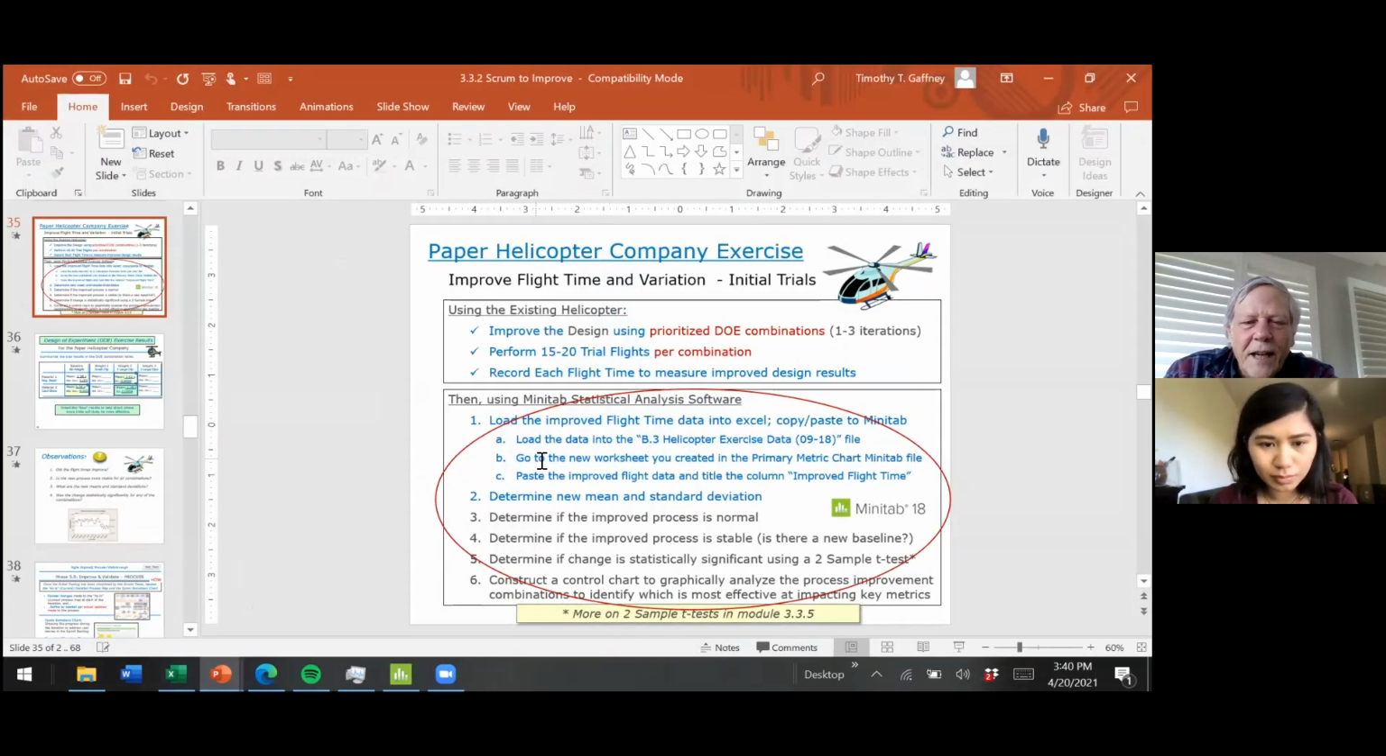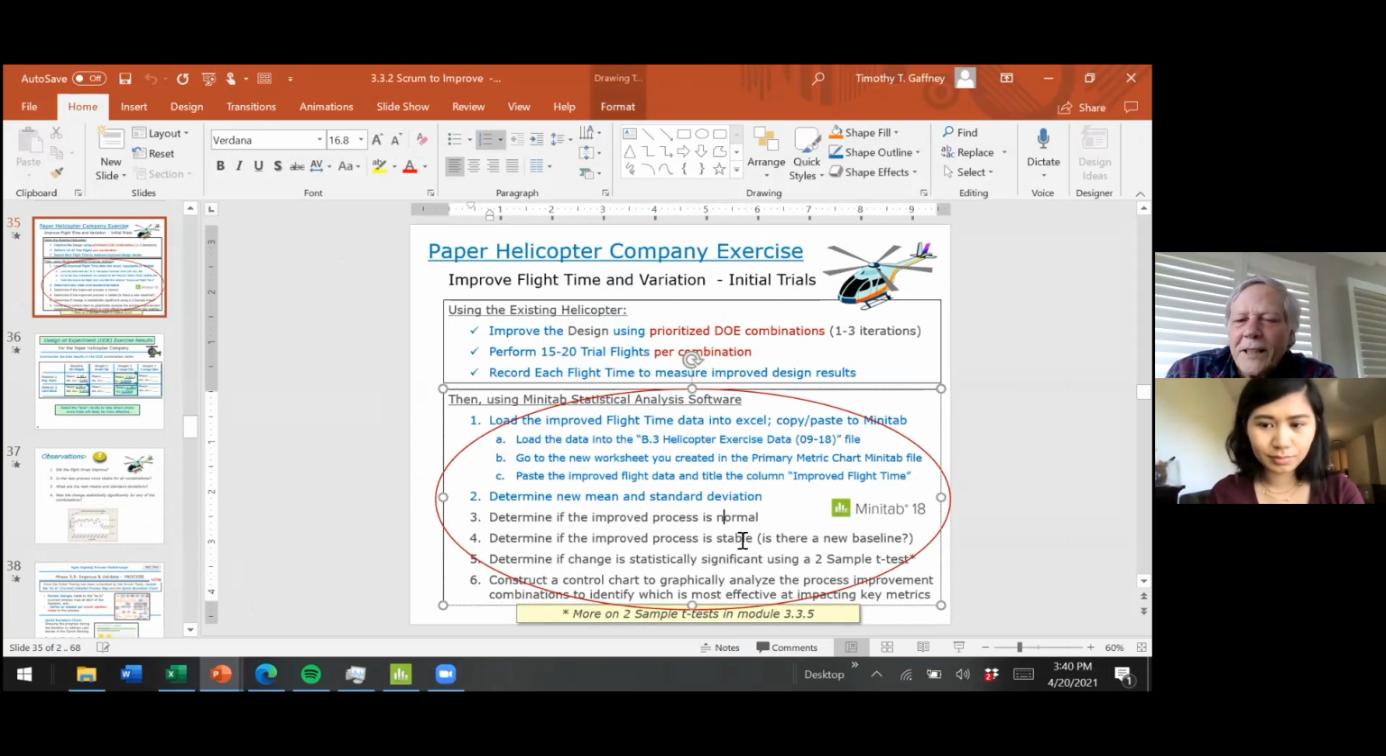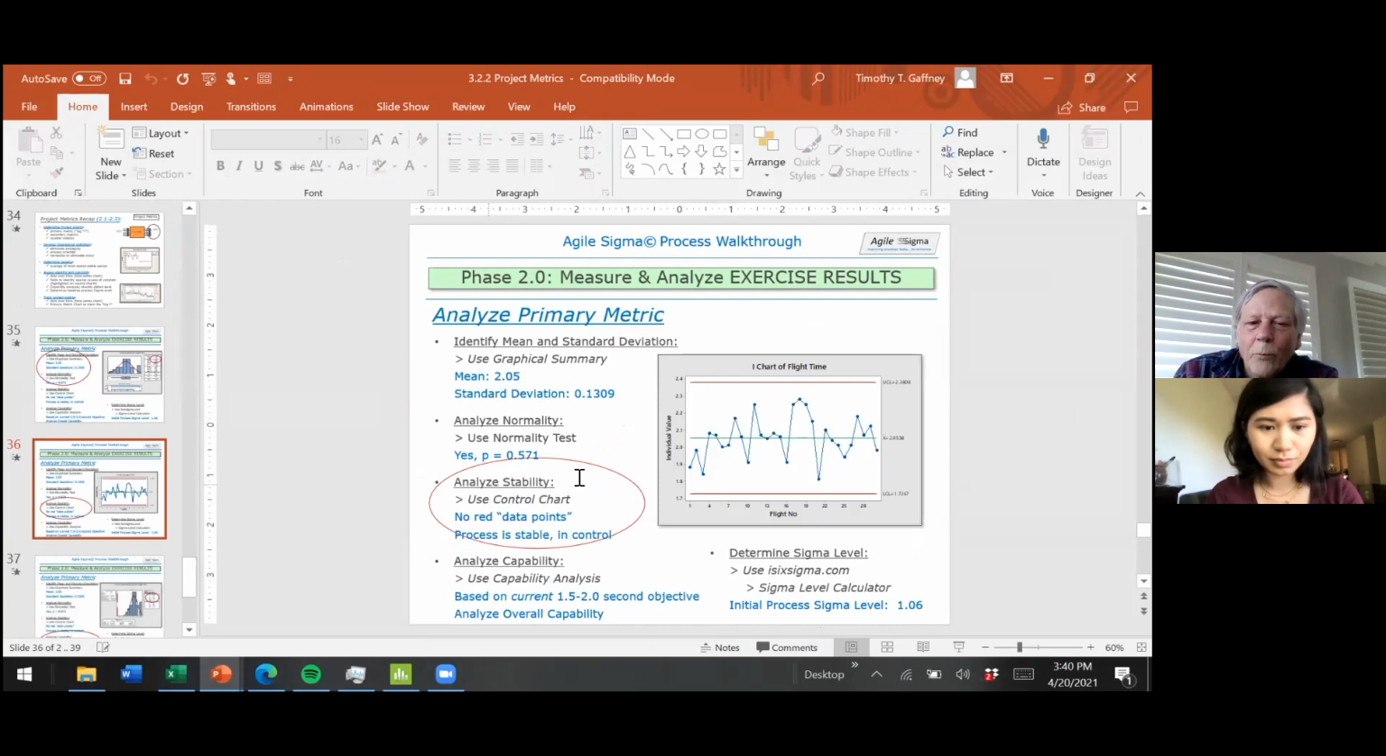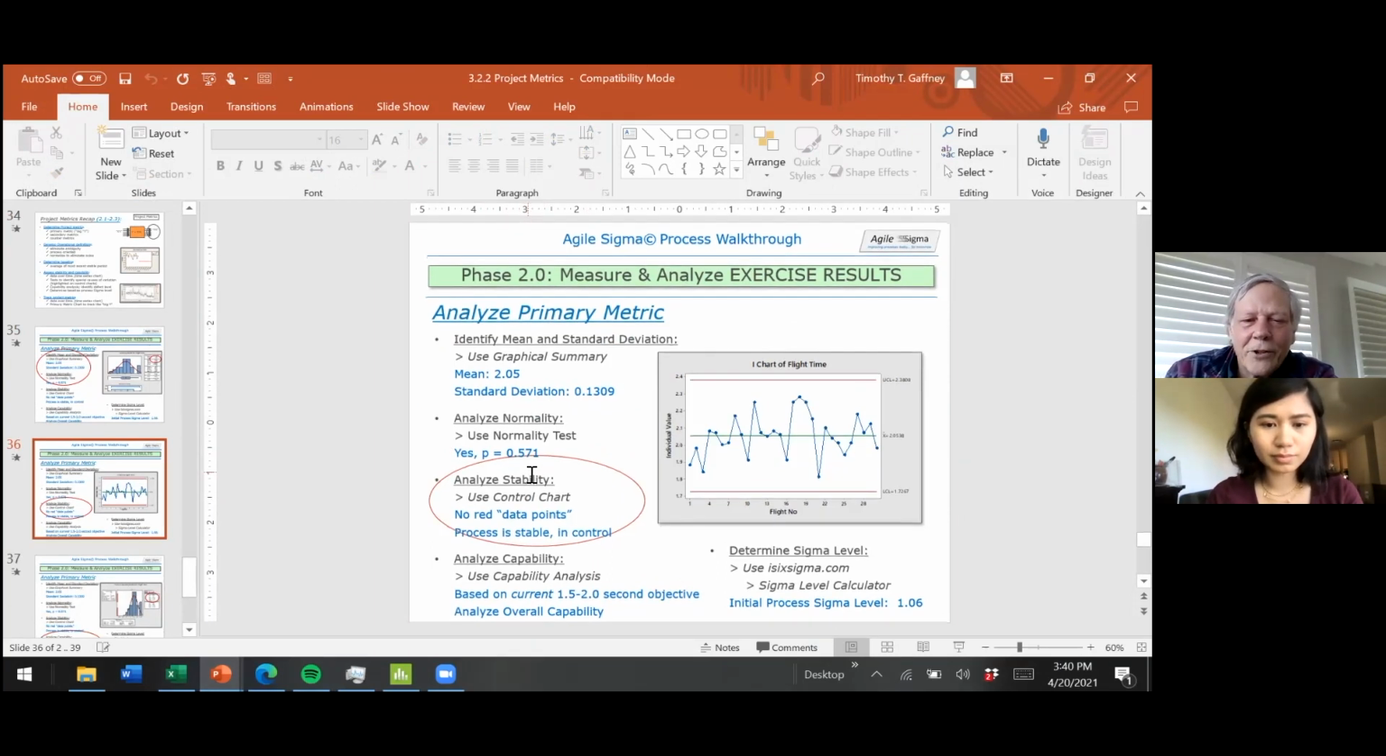So, we loaded the data, determined the mean and the standard deviation. We determined that it's normal. We determined that it's stable. Excuse me, I'm sorry, I'm in the wrong deck. So I apologize. We used the graphical summary to determine the mean and the standard deviation. We assessed that it was normal. Then we used the control chart in Act 2 to determine no red dot points and it is stable. It's in control. No bad behaviors.